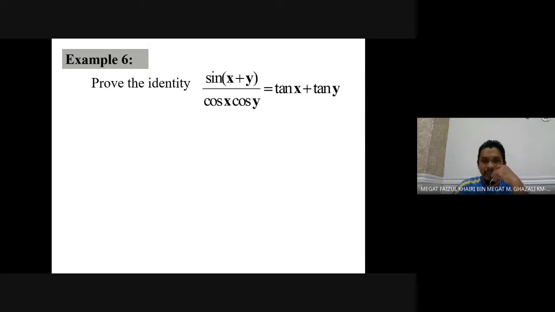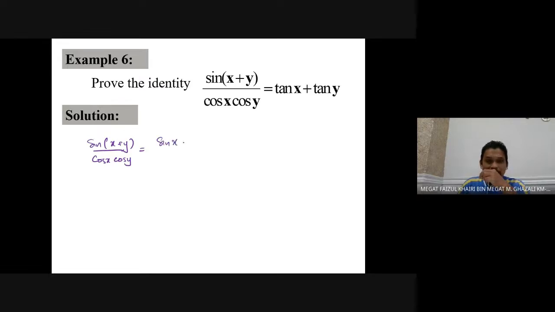Okay, prove the identity of this. Okay, let's try, without clicking the button for the slide of this PowerPoint. Let's try on this one here. Sine x plus y over cos x cos y. Okay, sine x plus y is sine x cos y plus cos x sine y, divided by cos x cos y.